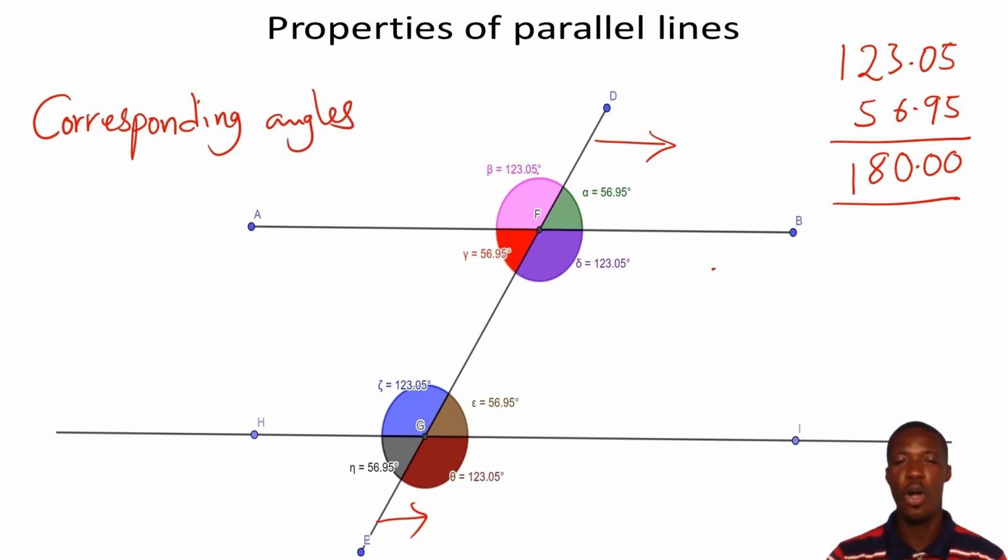Then we also have alternate angles. So when we look at this side, this angle here alternates with this angle here, and the angles are supposed to be the same. So when we check, we can see that 56.95 is the same as 56.95 here. So these are alternate angles. Another set of alternate angles is this. So this is also a set of alternate angles. Okay, so you take notes.